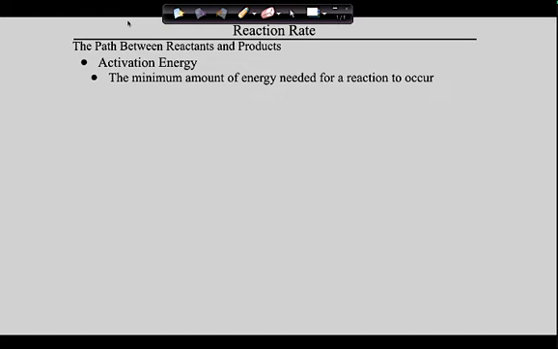Now guys, if that doesn't make sense, think about it this way. Think about it as if it's a hump between the reactants and the products. And in order for a reaction to happen, it's got to get over the hump.